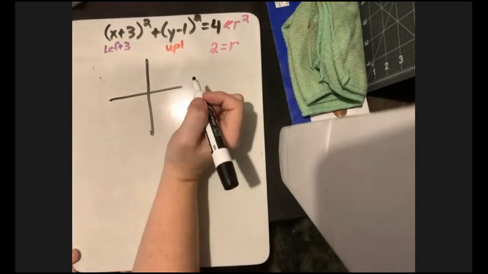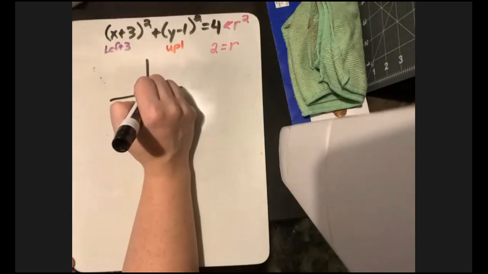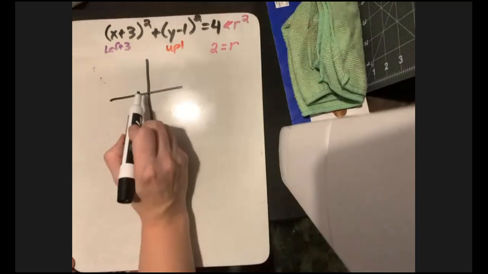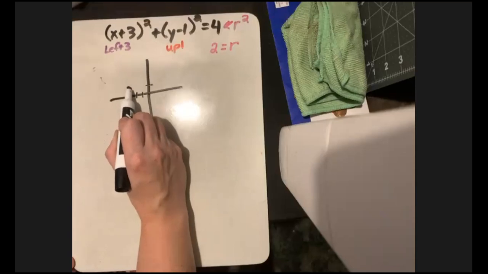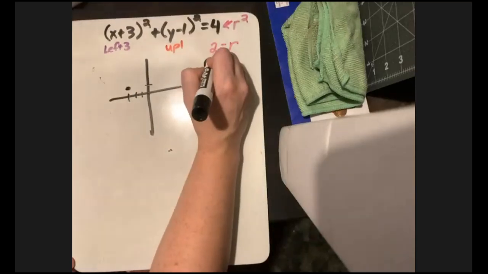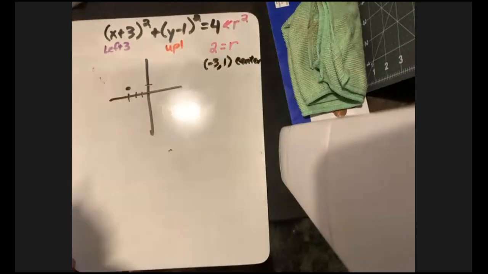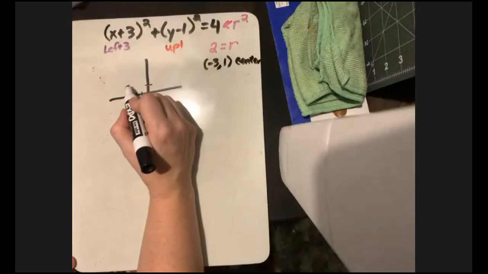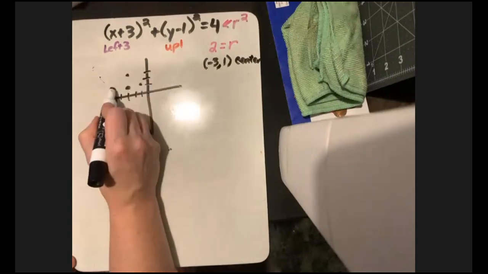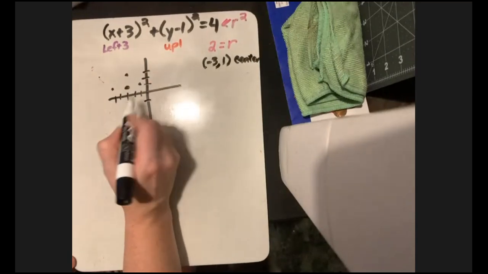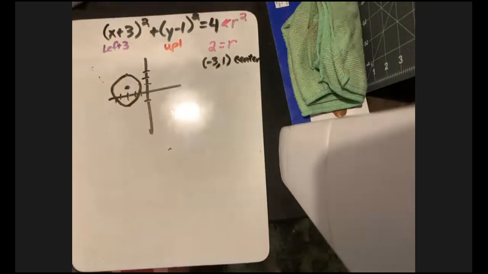So in order to graph, I usually do go to a graph so that I can handle my center. I'm going to start right here at origin. I'm going to go left 3 and up 1. This is now my center, so I can locate that at -3, 1. And if I had to graph, I would go right 2, up 2, left 2, down 2, and then play connect the dots and make a circle.